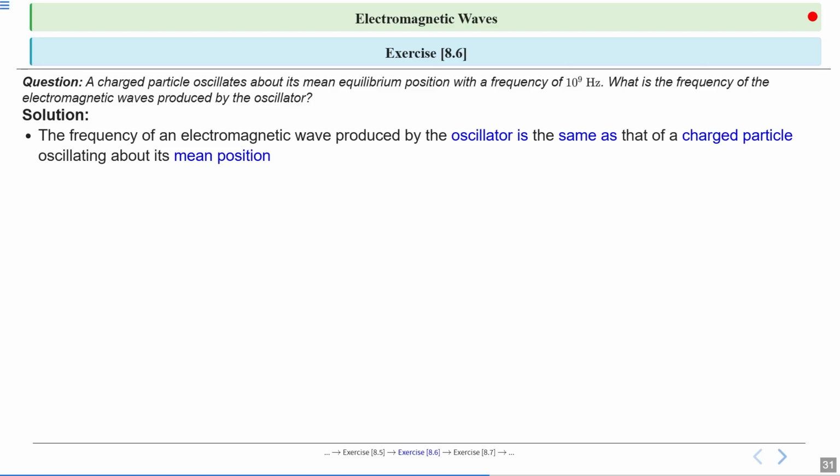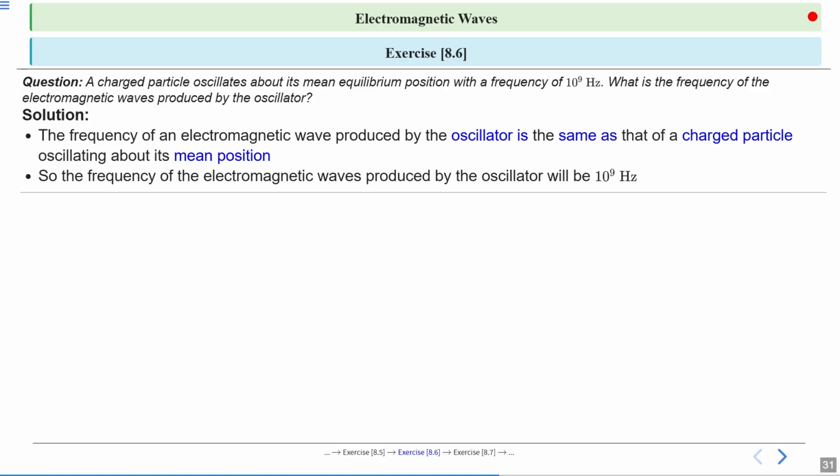The frequency of an electromagnetic wave produced by the oscillator is the same as that of the charged particle oscillating about its mean position. If the charged particle is oscillating with the frequency 10 to the power 9 hertz, it is producing the electromagnetic waves. So the frequency of the electromagnetic wave produced by the oscillator will be the same as the frequency of the oscillating charged particle, that is 10 to the power 9 hertz.